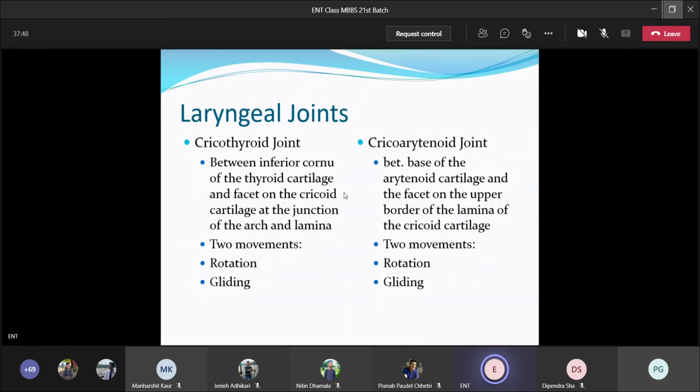And the cricoarytenoid joint is between the base of the arytenoid cartilage and the facets on the upper border of the lamina of the cricoid cartilage. So two movements, there is rotation and gliding. So these are the cricothyroid joint and cricoarytenoid joint. The functions are rotation and gliding.